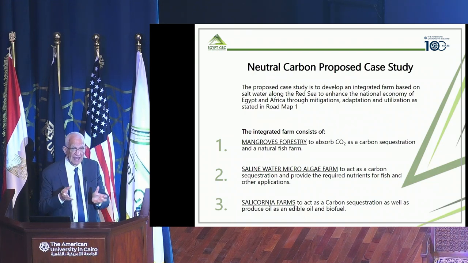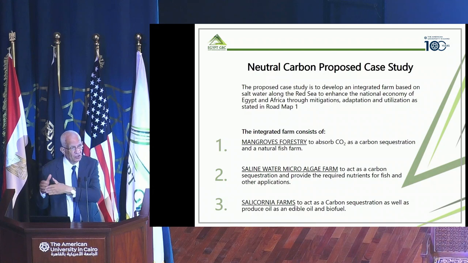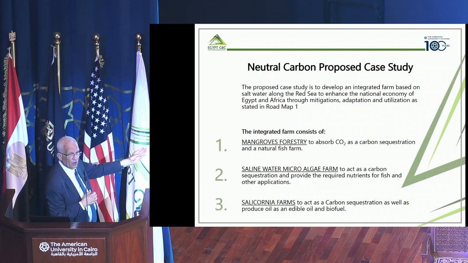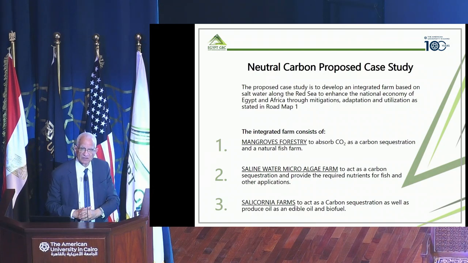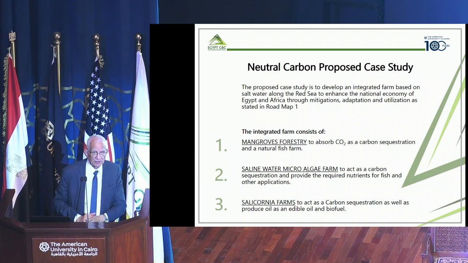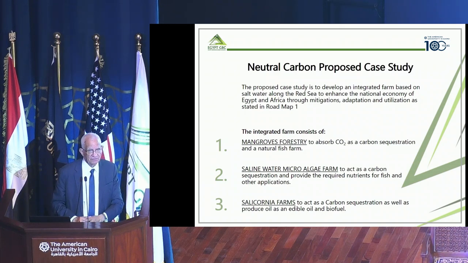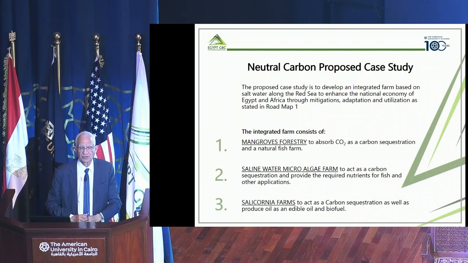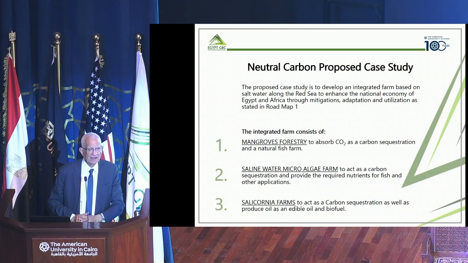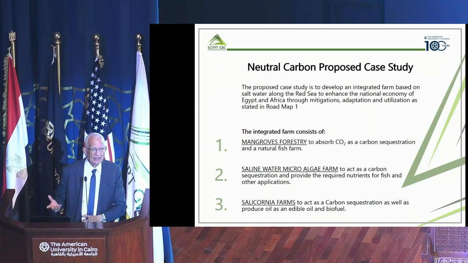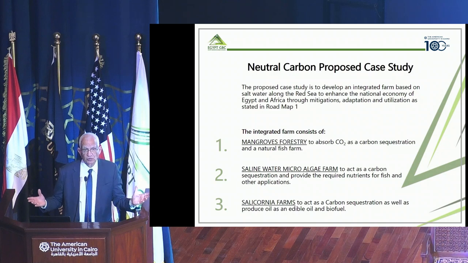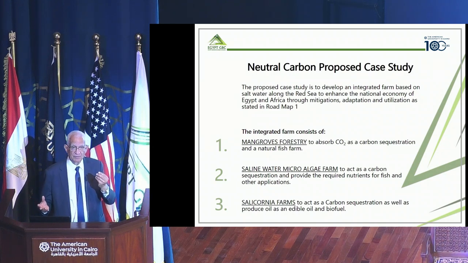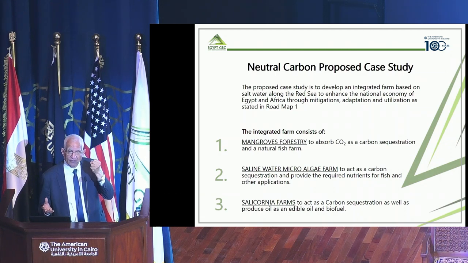Number two, with the macroalgae and the waste of the fish and the salt water, you can take all this and start another farm called a Salicornia farm. What is Salicornia? Salicornia is a salt water plant with high oil content. If you tried to buy Salicornia oil from all over the world before the Russia-Ukraine war, it was $550 a ton. It's available worldwide, by the way. Now, Salicornia can be used as a food, and you can also extract the oil out of Salicornia and use it as an alternative for corn oil, by the way.